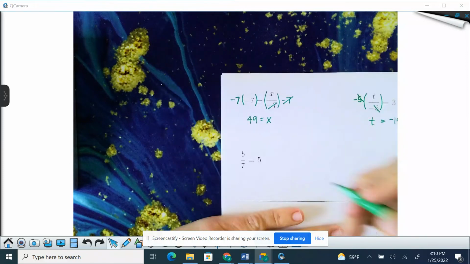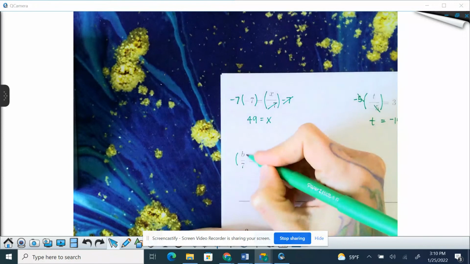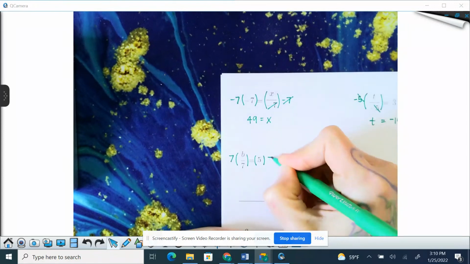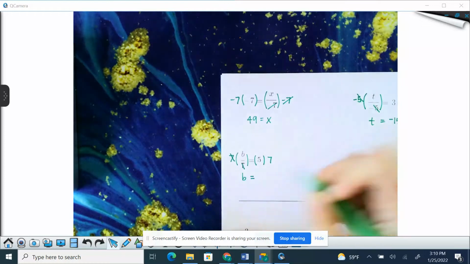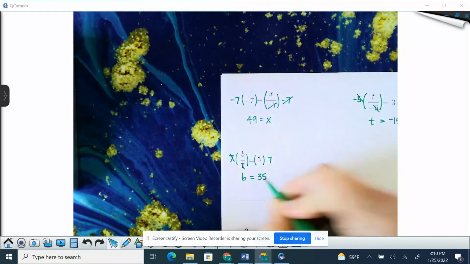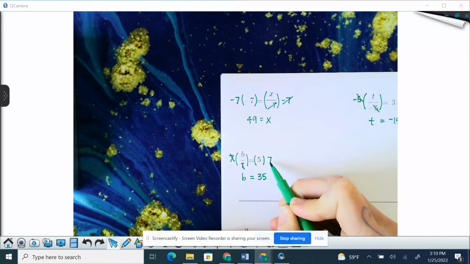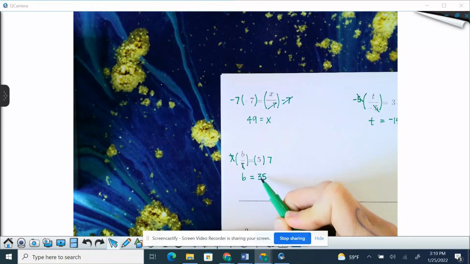Last but not least, we have 7 on the bottom. It's a positive 7, so we're going to multiply both sides by 7. b equals, these guys go away. It's going to give me 35, because 5 times 7, they're both positive. We're going to get a positive answer out.